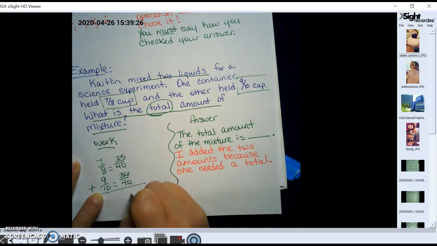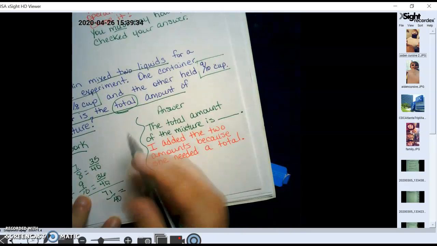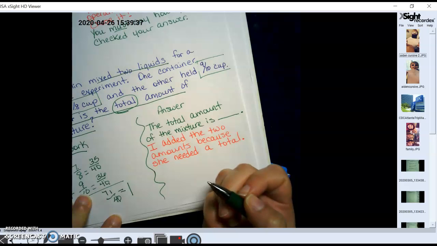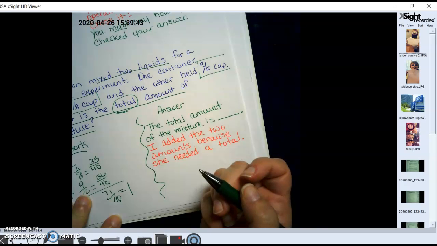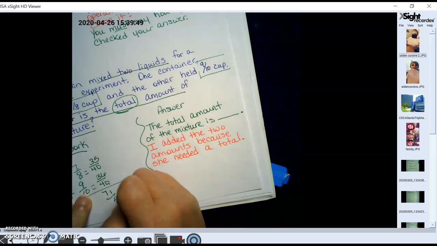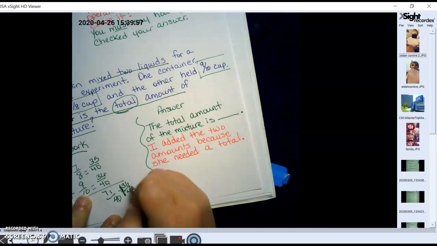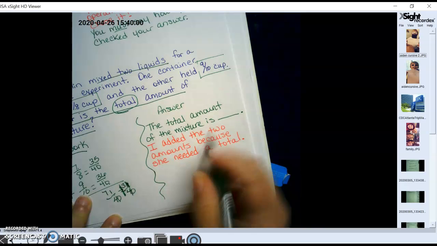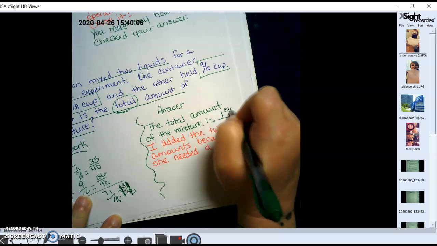So when I add these two together, I get 71 over 40. And I know I can't leave it like that. So I say 40 will only go in 1 time. And then that's going to leave me with 31 left over. 31 over 40. So, I'm sorry. That should be 1 and 31 over 40. I wrote that over each other. So, the answer, the total amount of the mixture is 1 and 31 over 40.